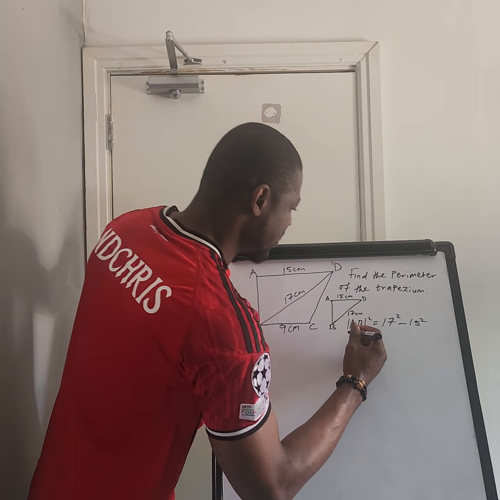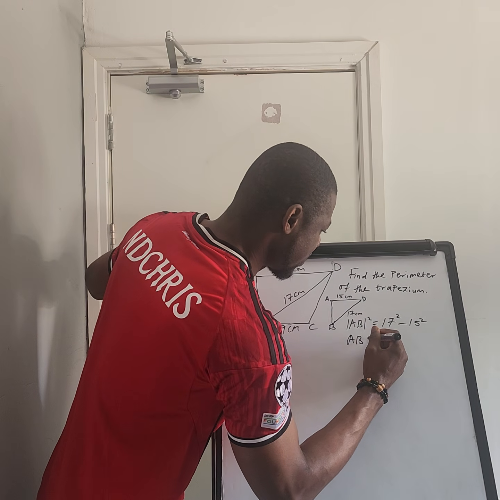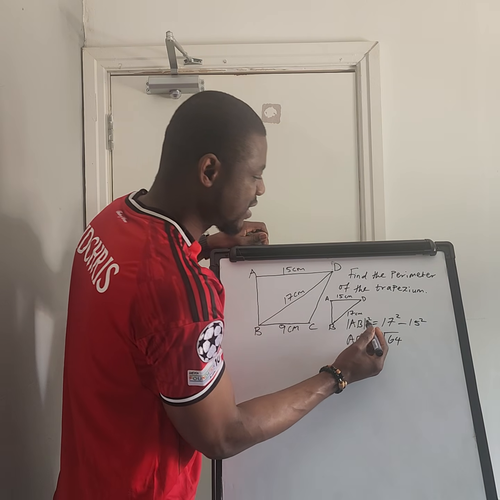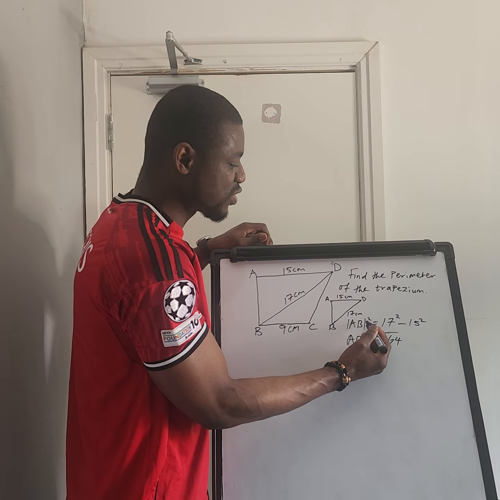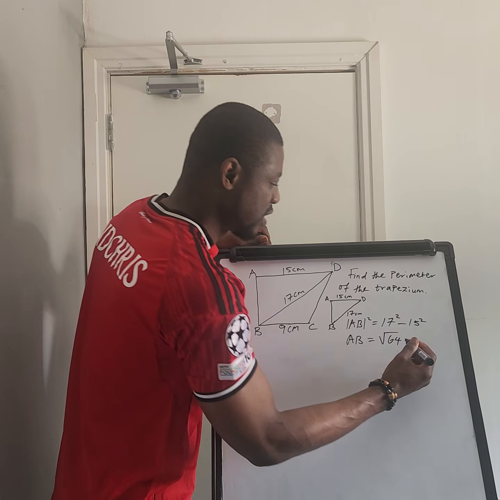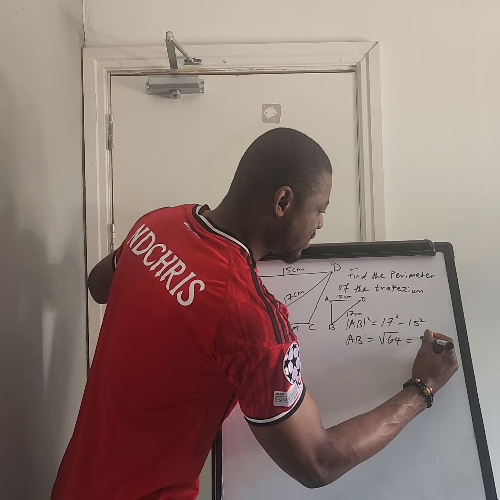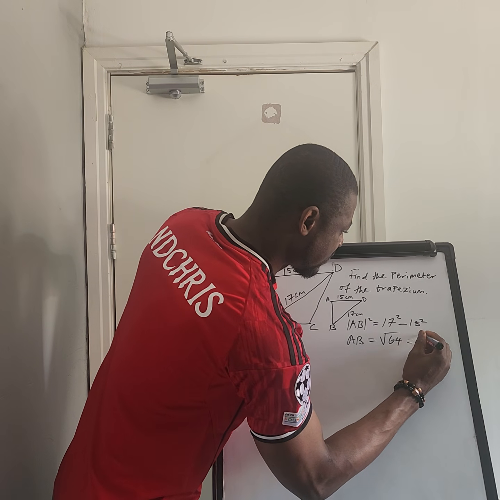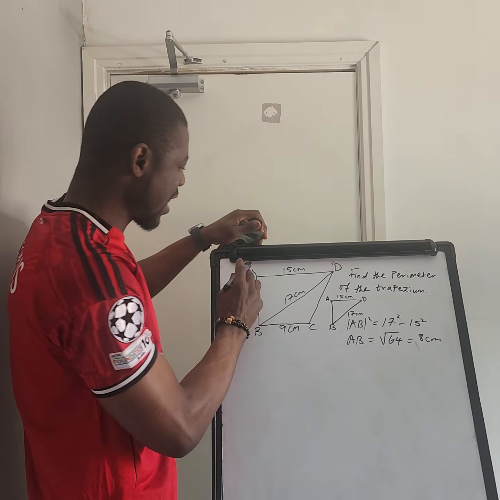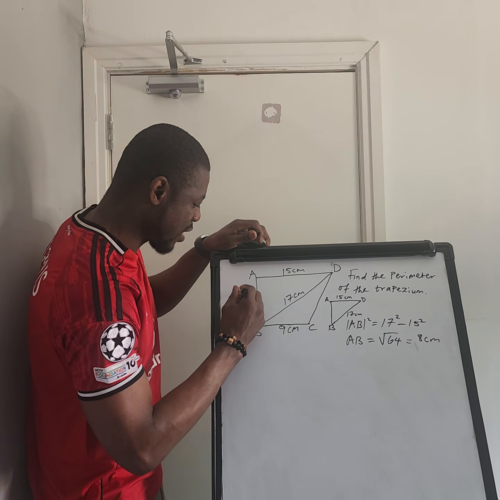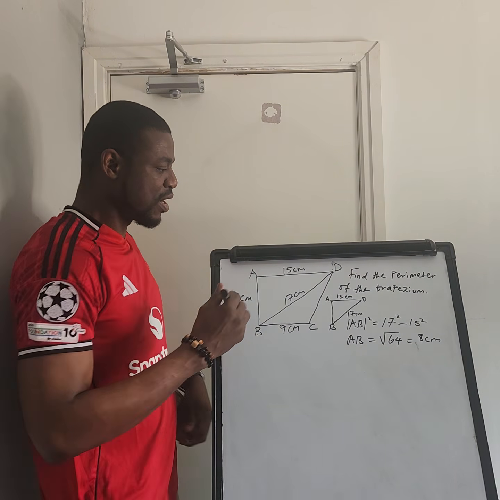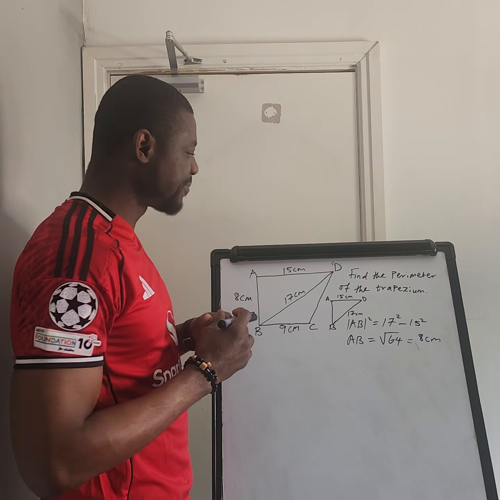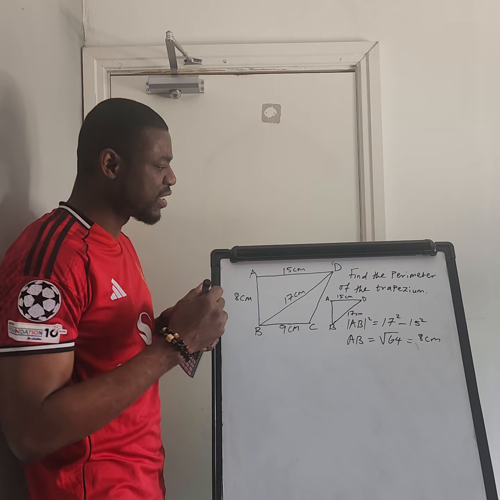So we're going to have that AB then equals the square root of 64, because I needed to remove this square. The only way to remove this square is to introduce a square root. Therefore, our AB is 8 cm. So now we have found this side and we can then call it 8 cm. But we are still not done. We need to know what CD is, or DC rather. How then do we do that?